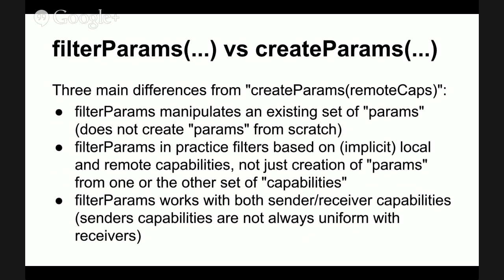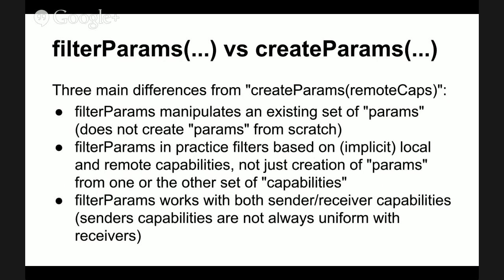So the big difference between create parameters and filter parameters is that create parameters, based upon a capabilities set, will create you a default configuration. That's what create parameters is all about. Whereas filter parameters is more about taking an existing set of parameters and manipulating them based upon a set of capabilities so that you only have enabled what you have capacity to do. So if someone, remote party said, give me a whole bunch of different things, but you're not actually capable of doing it, you want to filter out the stuff that you don't want, as well as can't do.